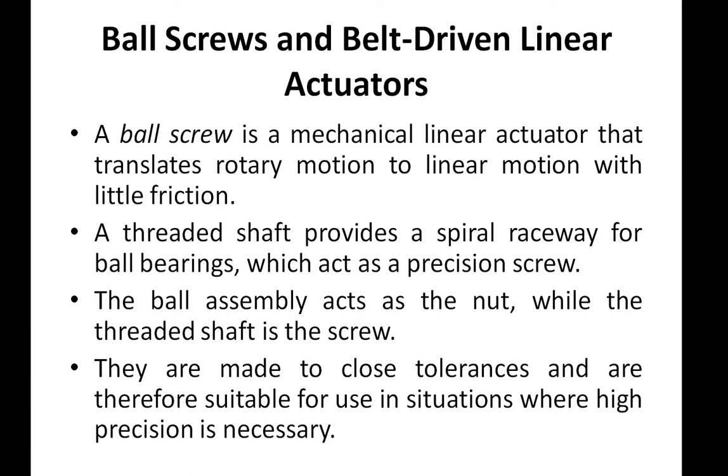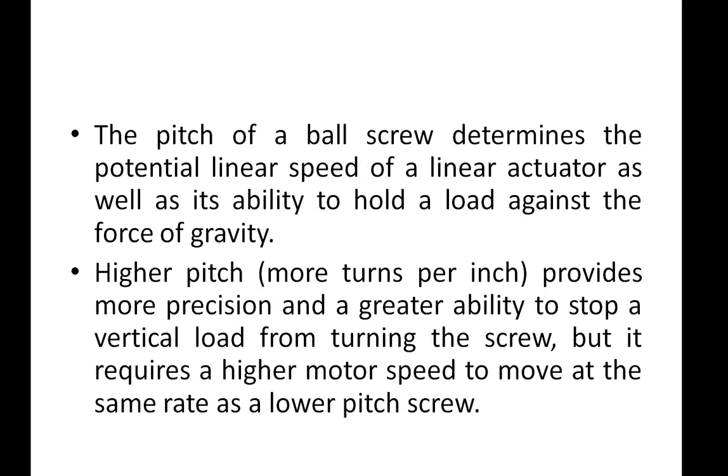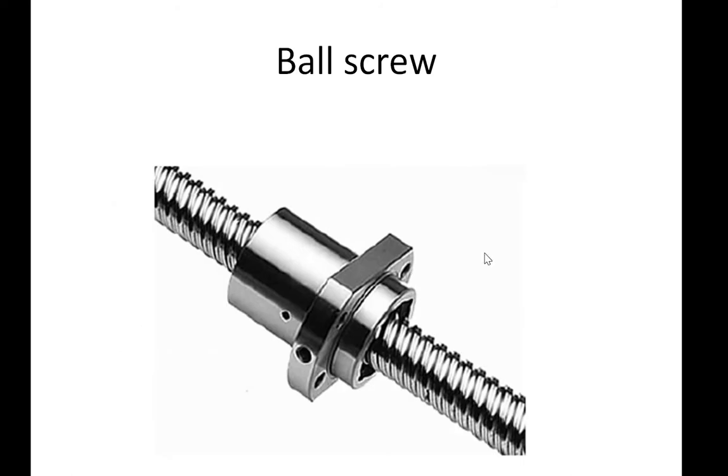That you are aware. A threaded shaft provides a spiral raceway for ball bearings, which act as a precision screw. The ball assembly acts as a nut while the threaded shaft acts as a screw, and they are made to close tolerance and are therefore suitable for use in situations where high precision is necessary. And in the further slide you will be seeing the diagram of how it works. So first let us see.